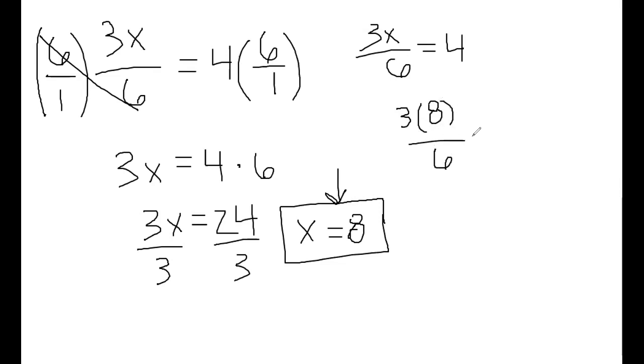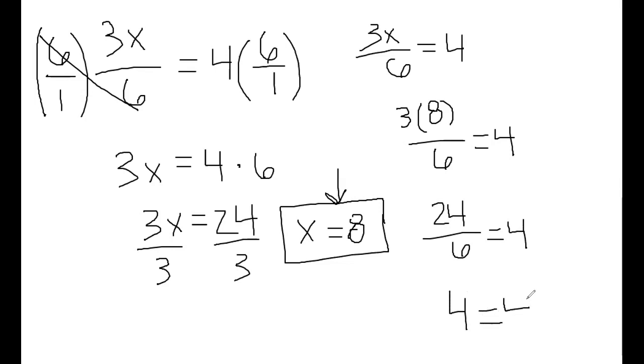So 3 times 8 over 6 equals 4. And then it's easier to simplify this to the fullest extent to make sure that both sides are equal. So from here, we can do 3 times 8 and simplify that part. So 24 over 6 equals 4, and then further simplify to get 4 equals 4.